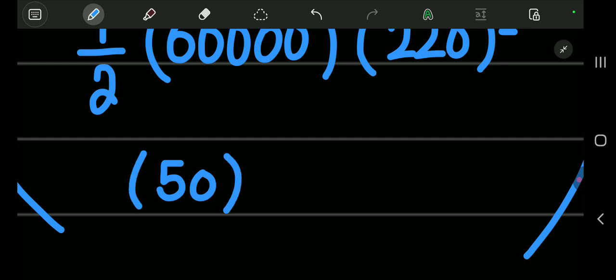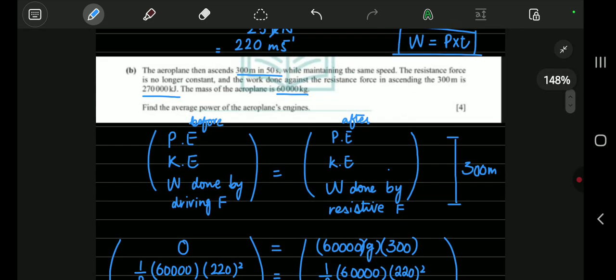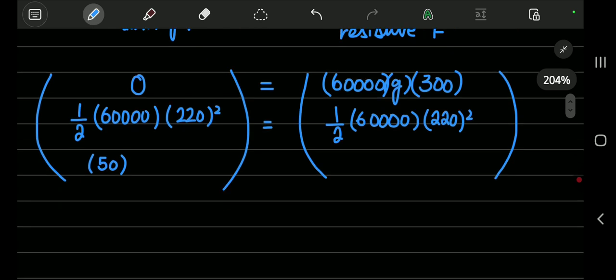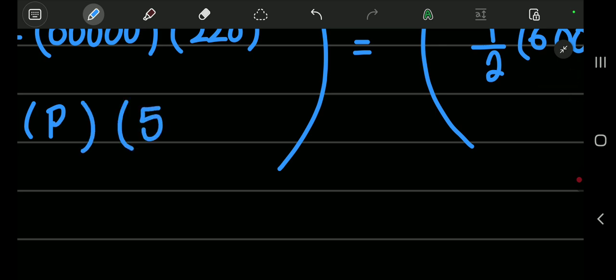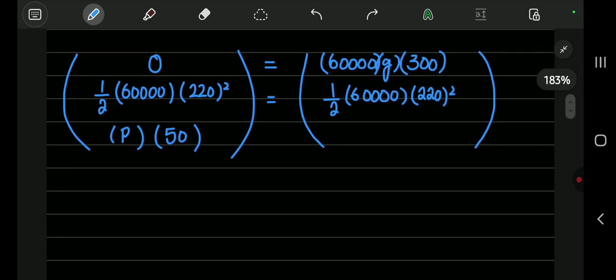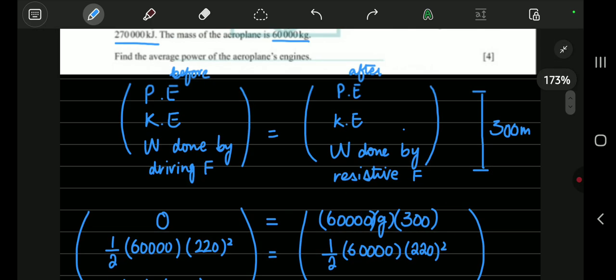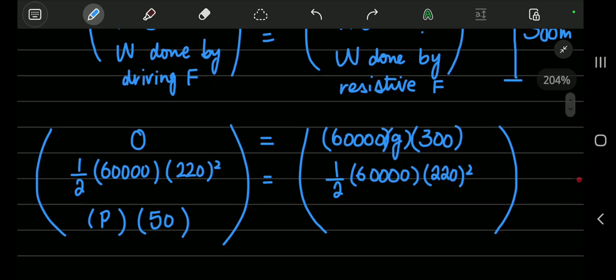Power is what we need to find, the average power of the airplane's engine. So that is P times time. Time is 50 seconds, that is given here: 300 meters in 50 seconds. Okay, now what will be the work done by resistive force? They have given you here, work done against the resistance is 270,000 kilojoule.